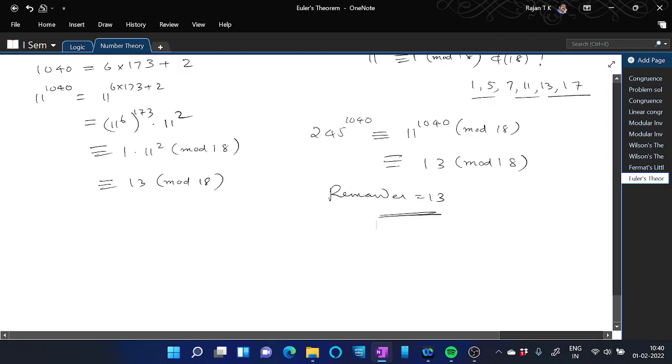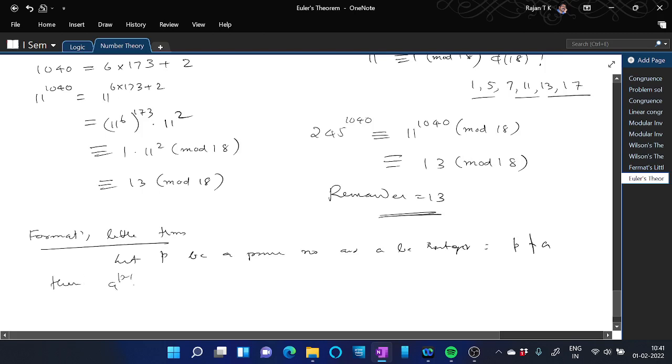I told you Fermat's little theorem is a special case of Euler's theorem, and therefore Fermat's little theorem can be derived from Euler's theorem. You know, Fermat's little theorem states that if P is a prime number and A is an integer such that P does not divide A, or A and P are relatively prime, then A raised to P minus 1 is congruent to 1 mod P.